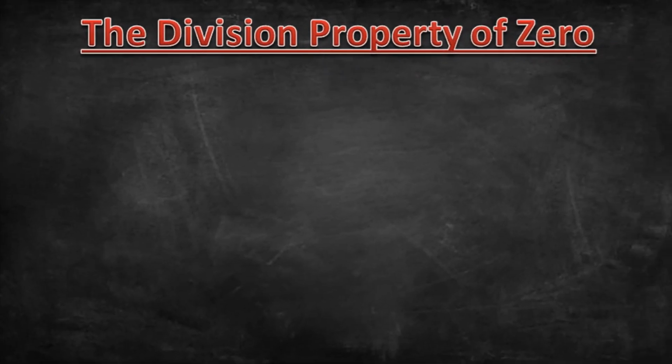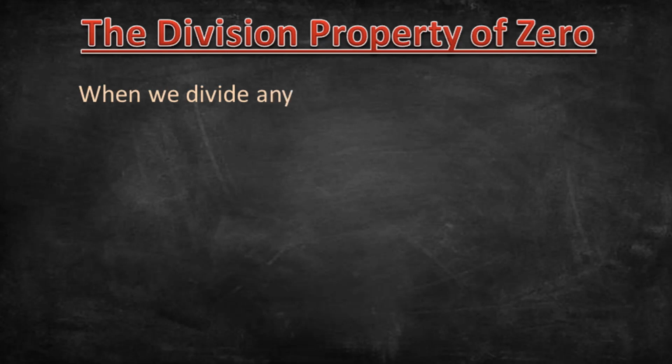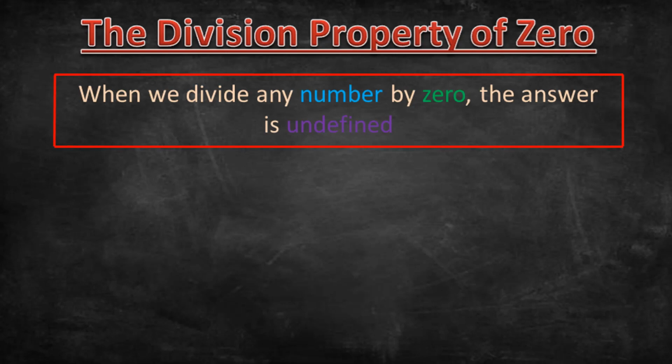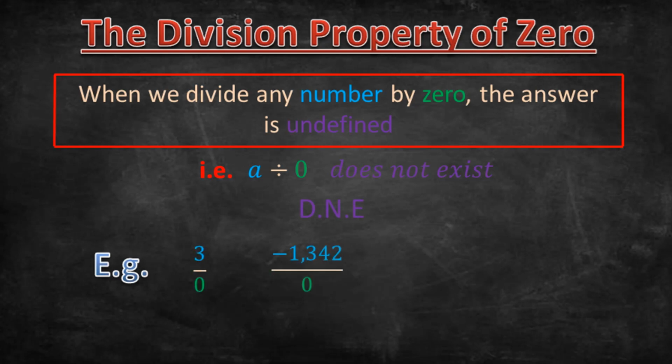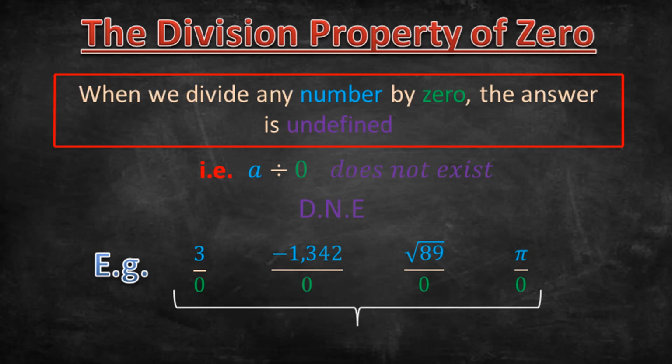Before we complete this topic with the last question, we want to look at the special property of the number 0 called the division property of 0. It says that when we divide any number by 0, the answer is undefined. In other words, any number a divided by 0 does not exist, and we often use the abbreviation DNE. For example, 3 divided by 0, negative 1,342 divided by 0, the square root of 89 divided by 0, and pi divided by 0 are all undefined.